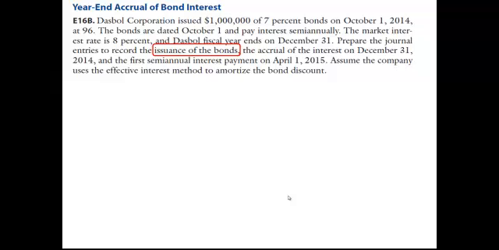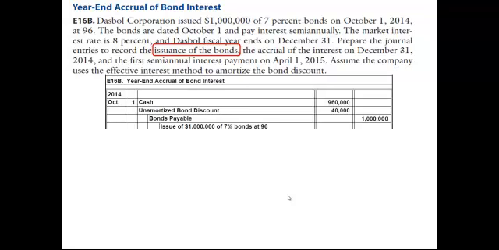So we are going to prepare the journal entries to record the issuance of the bonds, the accrual of the interest, and the first semi-annual interest payment date for April 1st. And we're going to use the effective interest method for the bond discount and bond expense.